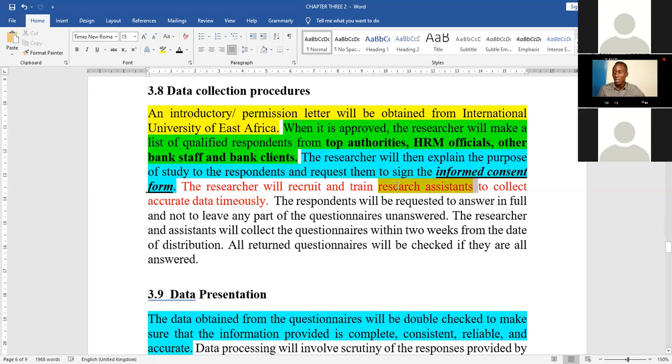So those research assistants are the ones that are going to help you to do what? To give out the questionnaires to the people, and to collect the questionnaires from those people. Okay, so that is it.